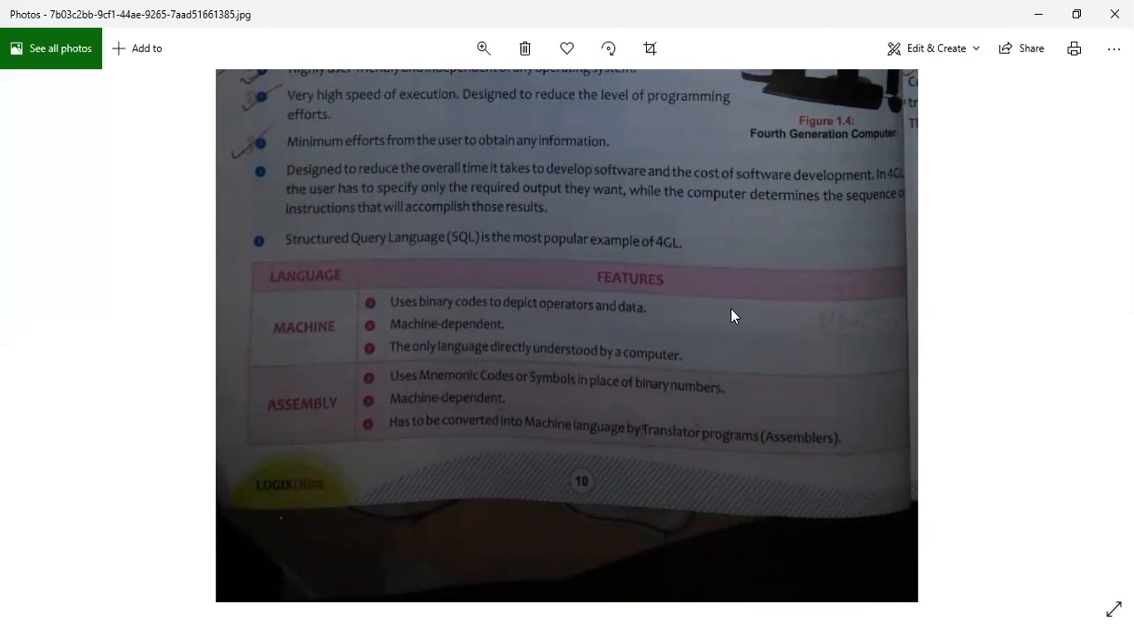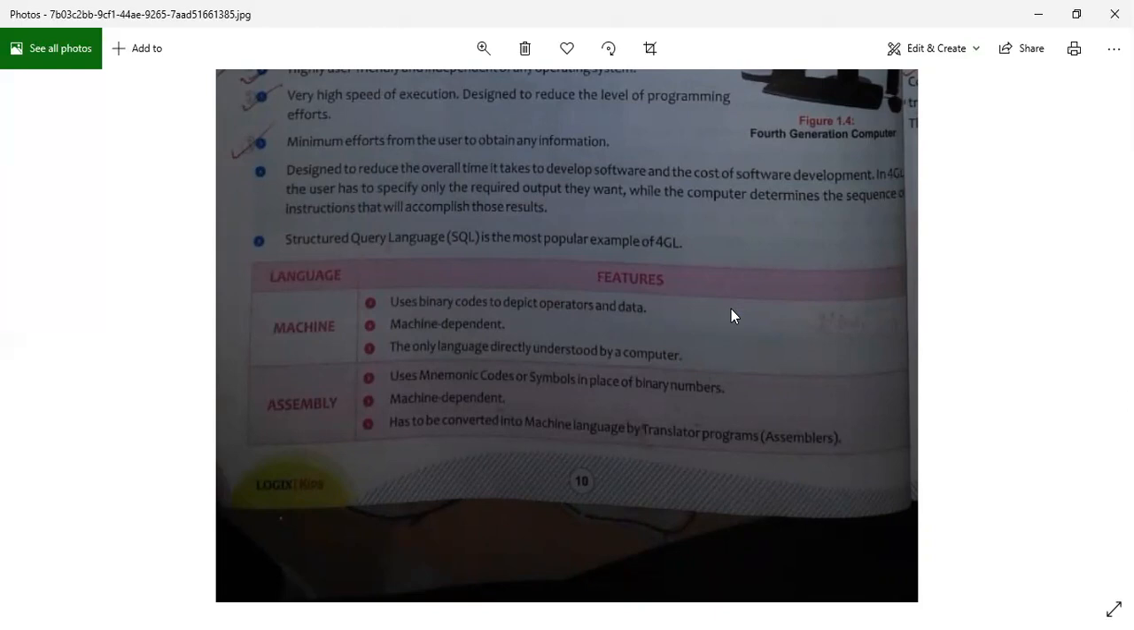In fourth generation language, the user has to specify only the required output they want. So whatever I want from the computer, I will write that only, nothing else, while the computer determines the sequence of instructions that will accomplish those results. So the computer already knows. Let's say I want to see what is stored in my file. So I will not write each and everything in a program to see how to read that file. Computer will do it for me.